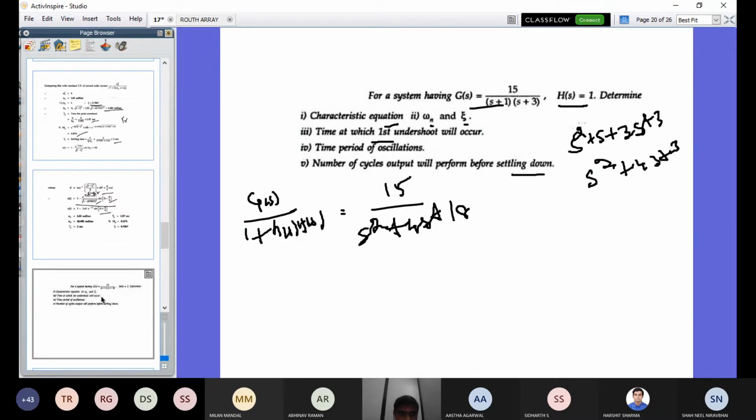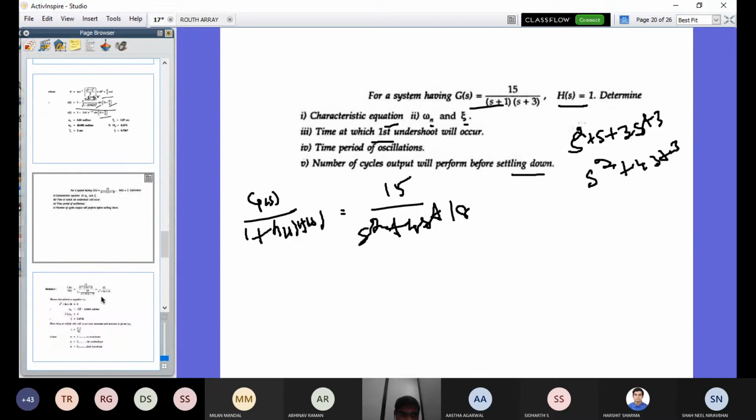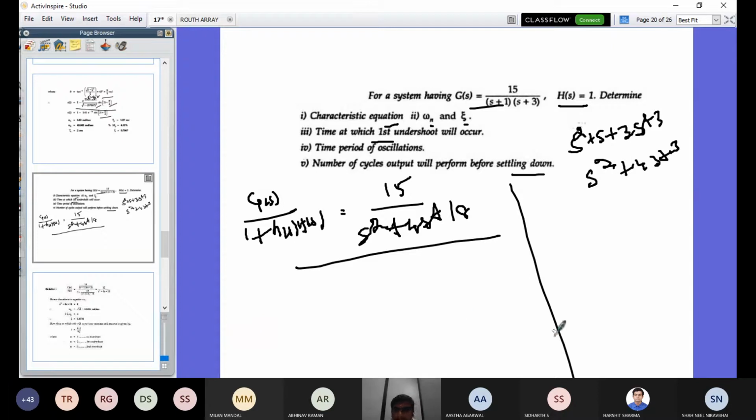What is the characteristic equation? S square plus 4s plus 18. Any doubt in determining this closed loop control system transfer function? Are all of you very clear about it? If I am asking any question, please open your mouth and say the answer. Yes, my dear. Any doubt in determining the closed loop control system transfer function?